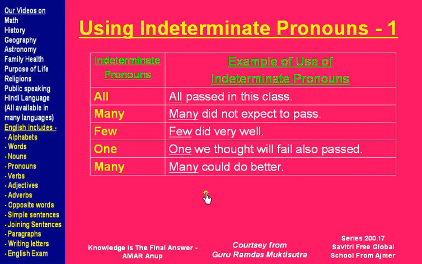Be careful of that. Same way, one we thought will fail also passed. Now we are not telling who we thought will fail, who did not pass. We are not telling it was Joseph or it was A, B or C student, but we are replacing it by an indeterminate pronoun so that people don't know exactly who we are talking about. Same way, like many here, many is used as an indeterminate pronoun, and again if I said many students could do better, many becomes an adjective because it is telling more about the noun students.